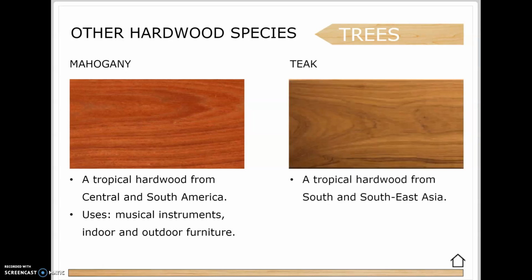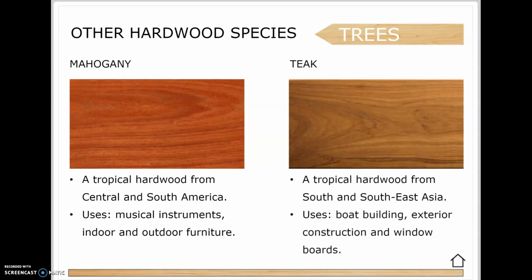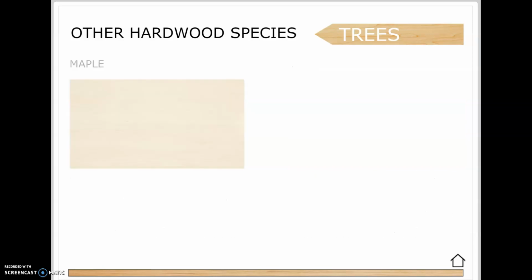Teak as well. So it's a tropical hardwood from South and Southeast Asia. Its uses are boat building, exterior construction and window boards. So a lot of windows would have been made of teak in the past. A lot of them now are PVC. Some of you might still have teak windows if they're brownish on the outside, or if they're painted, they might be painted a different colour. You might have teak windows, alright? So it's very hard wearing and very durable material.